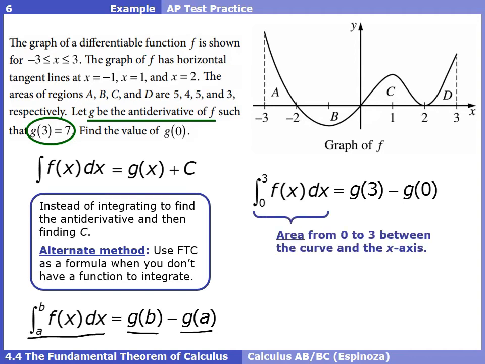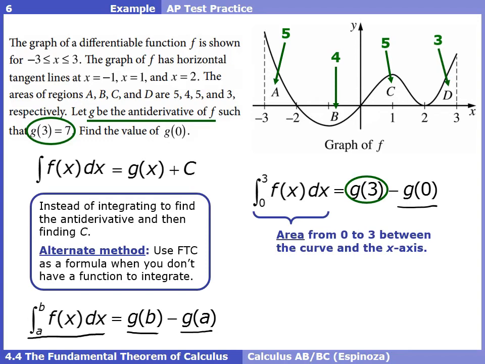How does this graph play a part? Well, this integral from 0 to 3 of f of x dx is really just another way of saying find the area from 0 to 3 between the curve and the x-axis. If you think about what was stated in the problem, we know the areas of A, B, C, and D are 5, 4, 5, and 3 respectively. We also know g of 3 is equal to 7. So if we put this information together, we can just plug in the two values we know so that we can find the value of g of 0.